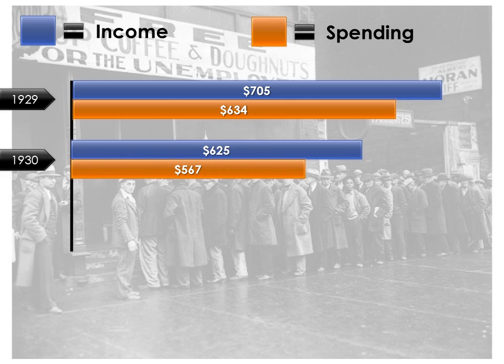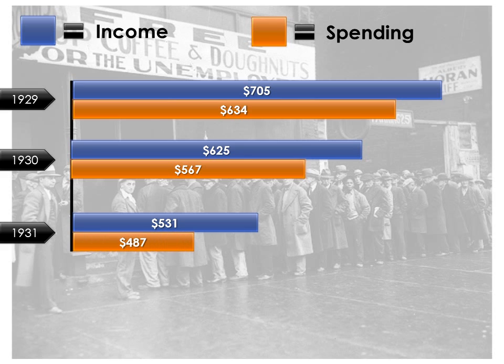It's dropped quite a bit, and look at what's going on with spending. It's dropped quite a bit as well. Now, every time spending drops, that's somebody that's not getting paid. That's a business that is not selling, and that's a job that is unable to hire. By 1931, look how much income has dropped. It's to 531 per capita, and 487. So people are saving a whole lot more than what they used to.